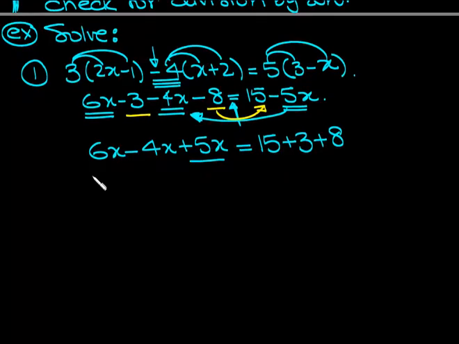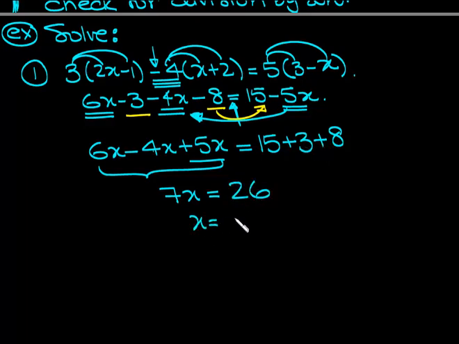Okay, so on the left we get 6x. We can collect these x's. We can add the coefficients in the front since they're all the same variable terms. So we get 6 minus 4 is 2. 2 plus 5 is 7x is equal to, I get 15 plus 3 is 18. 18 plus 8 is 26. So we end up with x is equal to 26. Oops, I'm getting ahead of myself. So we did step 3.